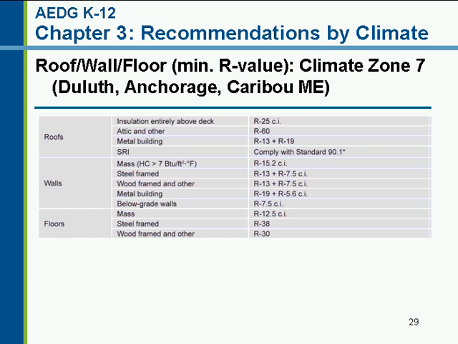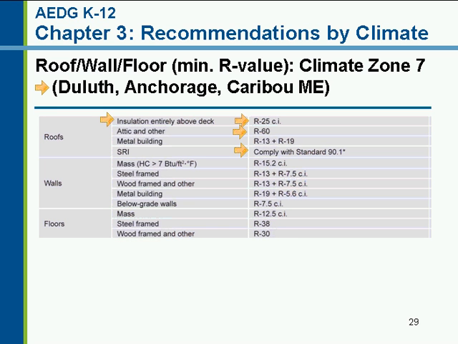And let me talk lastly about coldest climates, climate zone 7. This is Duluth, the very northern portion of the lower 48, as well as Caribou, Maine, and then the southern half of Alaska, such as Anchorage. Here the roof insulation, R25 continuous, but for attics now it's up to R60 insulation. Metal buildings R13 plus R19. No requirements for solar reflectance index because it's a colder climate.